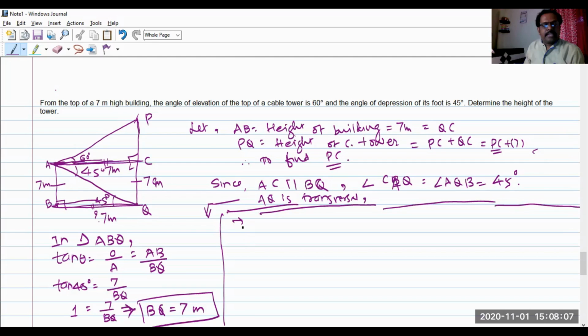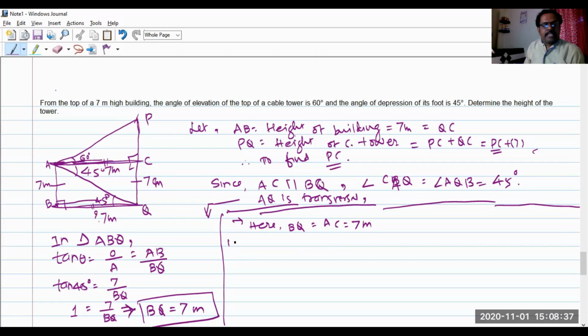Okay, so now let's continue this one. Here we have the quadrilateral ABQC. BQ is the same as AC. Both are equal to 7 meters again. So we can say that ABQC is nothing but a square. So all sides are 7 meters here. This will be AC is equal to 7 meters.